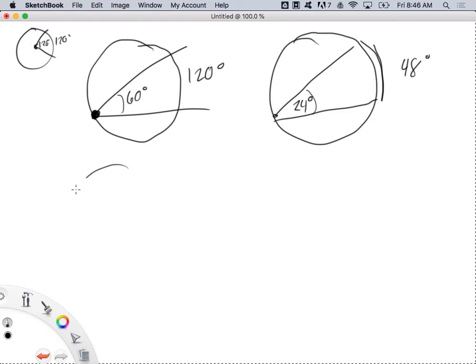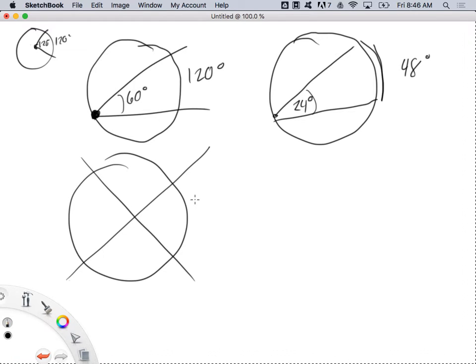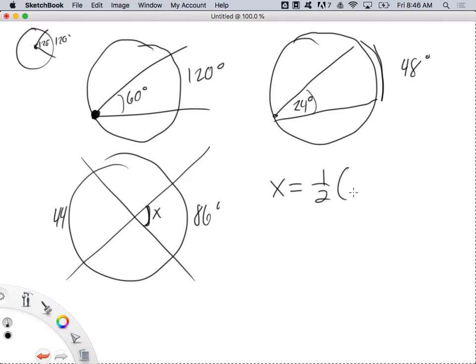Now, what about if I have something like this, where two lines intersect? I tell you this is 44 and this is 86, and I ask you for the measure of this angle. Well, x is not half, it's half of the sum. Because you have two different angles, you add them together and you take half of it. So that would be 130 over 2, which is 65 degrees.